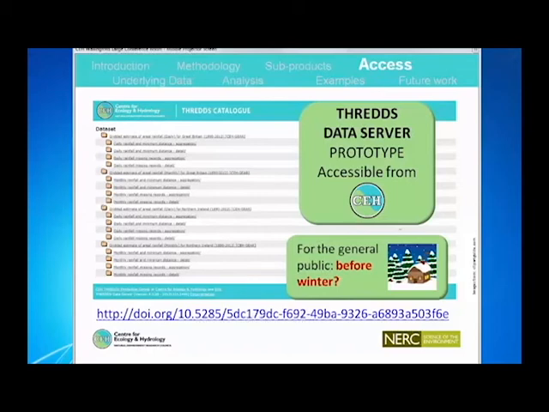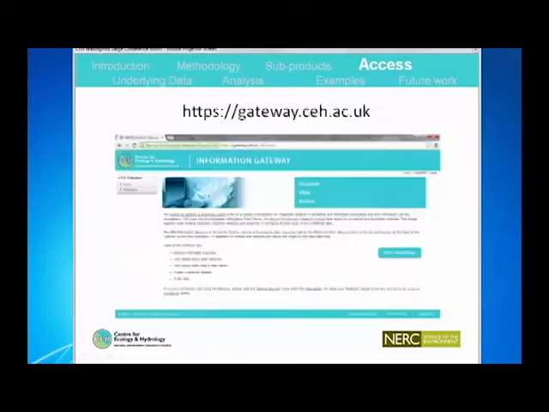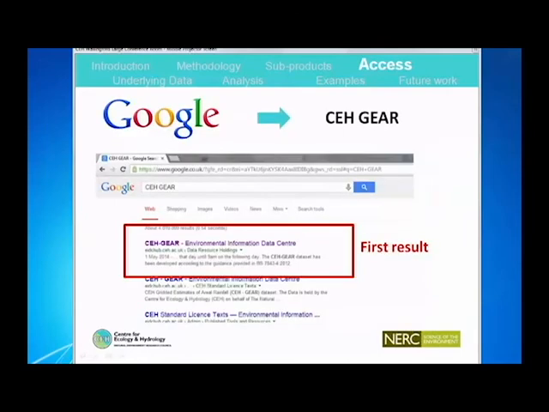And once it is publicly available, then you'll be able to directly access the data through the gateway. The entry for the dataset already exists, but when you try to click on the actual link that should bring you to threads, you get a message saying that the data is under embargo. But this will be solved whenever the threads becomes publicly available. And we're also quite pleased to see that when you Google CEH-Gridded, it's the first result that you get.